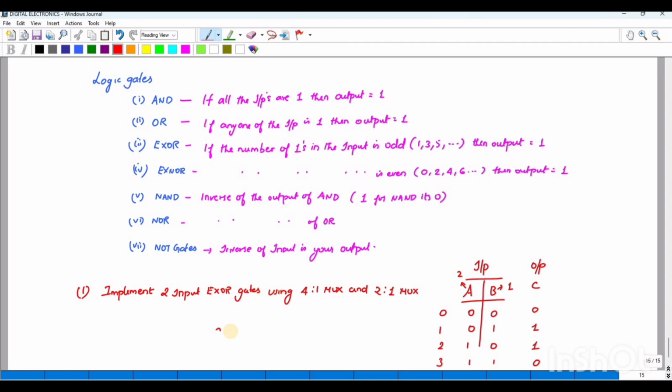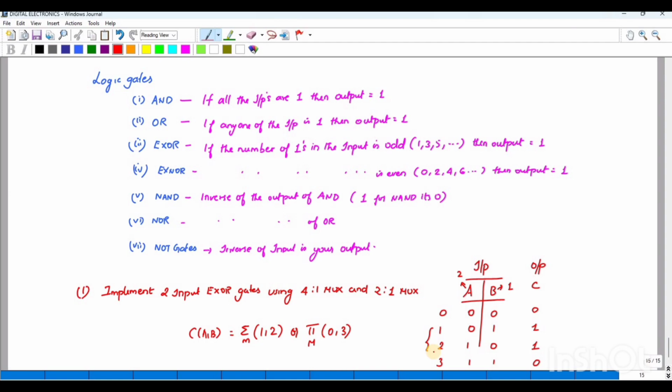So I can write C is equal to summation m 1, 2. Okay, this is how you have to write the equation. C of A comma B. Okay, C is your output, A, B is your input. That is equal to summation m for 1 and 2 value, output is 1. Okay, or else you can write it like this: pi of M. This is capital M, this is small m. 0 comma 3. So the output is 0 for 0 and 3. Okay, so in 2 ways you can write.